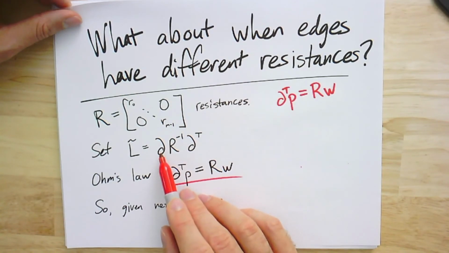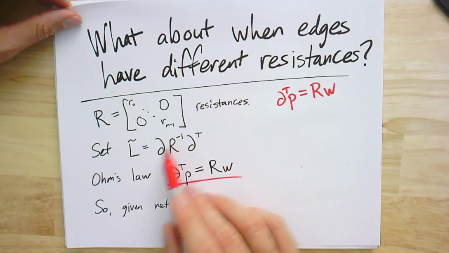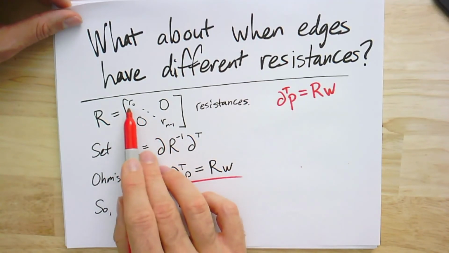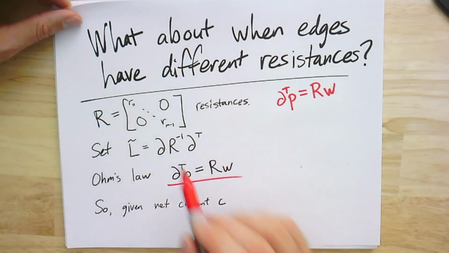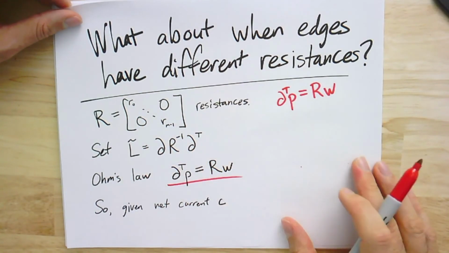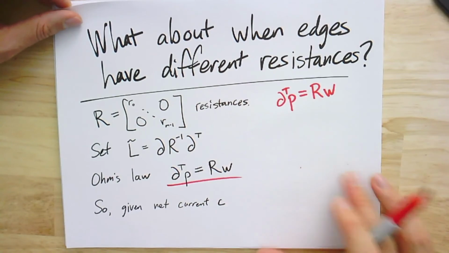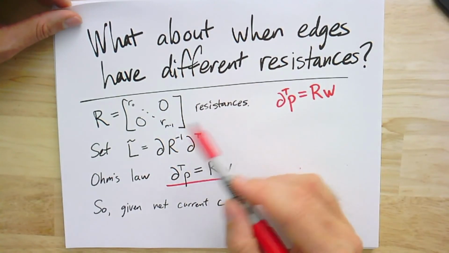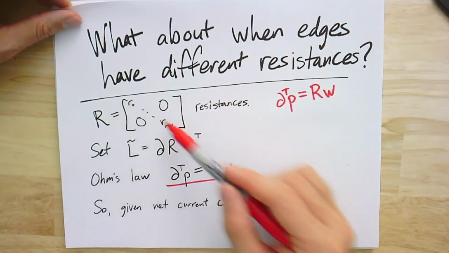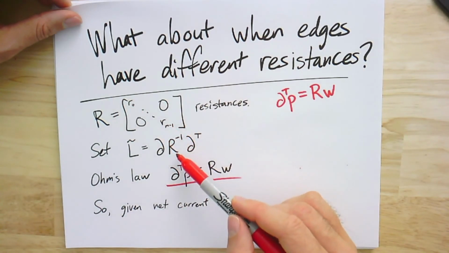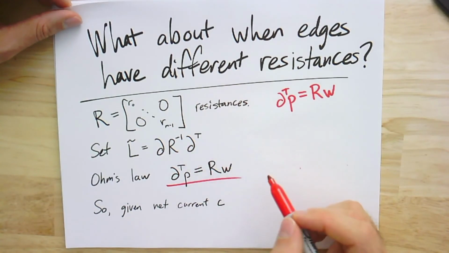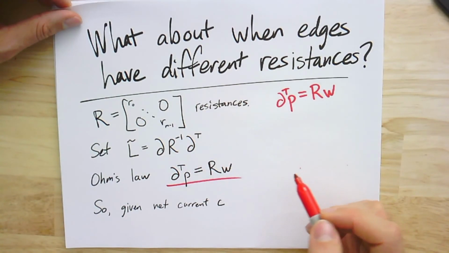It's going to be boundary times the inverse of R. This is a diagonal matrix as well. It just has 1 over Ri for each diagonal entry. And then again times the co-boundary matrix. So you can see at least that if I had all unit resistances, R would be the identity matrix, the inverse would also be the identity matrix, and that would be our standard Laplacian. So this is a generalization of what we've done before.